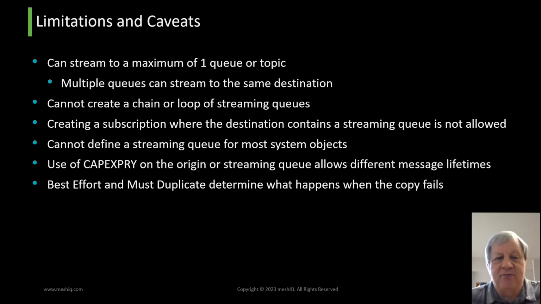You can't define streaming queues for most of the system objects, so it's only for application queues. You can use cap expiry, and I'll actually show an example of that in a bit. And there's something called best effort and must duplicate, and those determine what happens when things don't go the way that you want.